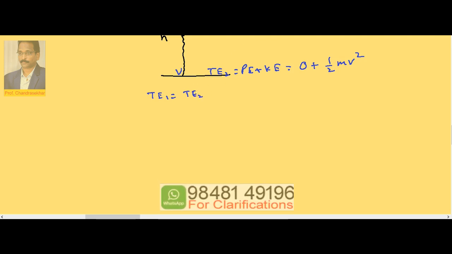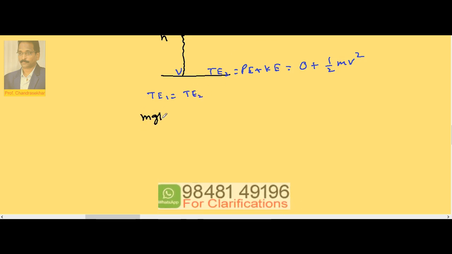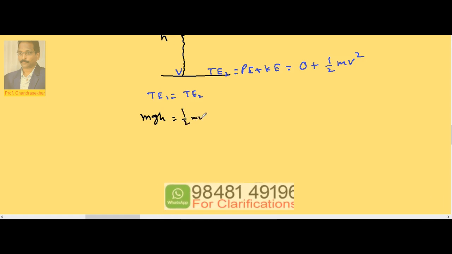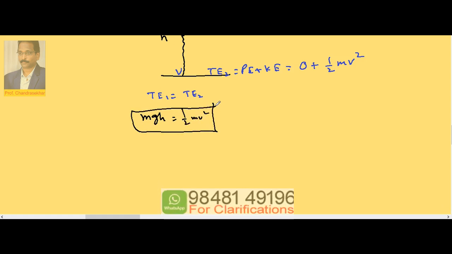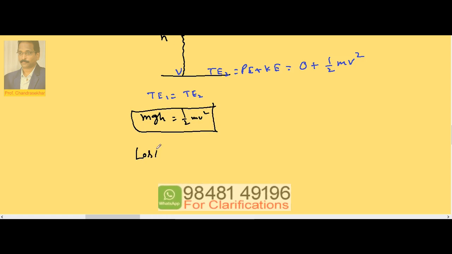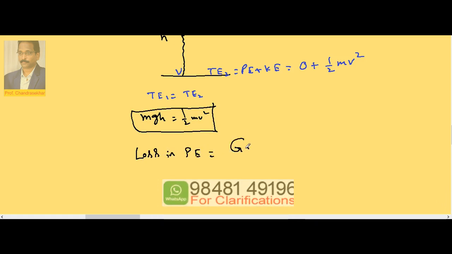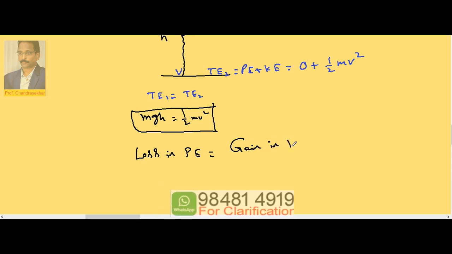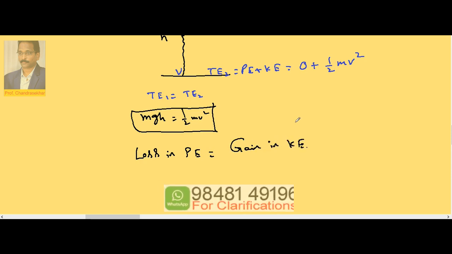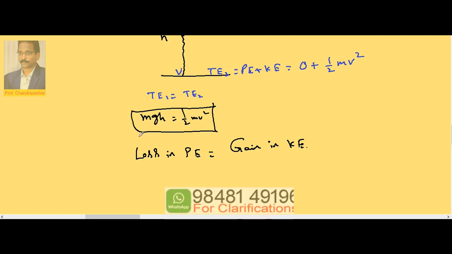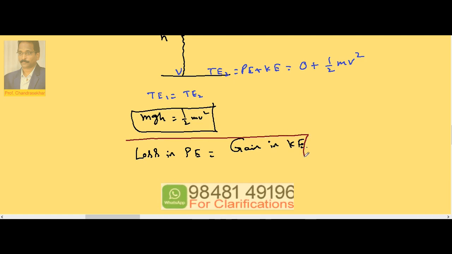This implies mgh is equal to half mv square, or simply I can say loss in potential energy is always equal to gain in kinetic energy. In the case of a freely falling body, the loss in PE is equal to the gain in KE.